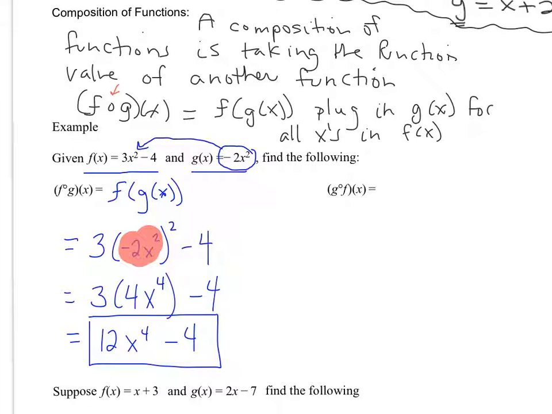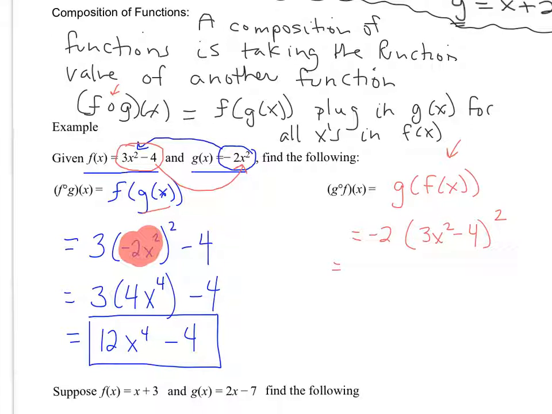So if we look at the next one, it's really the same problem except you notice g and f are reversed. So this really is saying g of f of x. So on this first one, we plugged g in for f. In this case, we'll plug f in for g. So everywhere I see an x in g of x, I'll put the f function in. Whatever is on the inside, that's what gets plugged into the other. So the g function is negative 2 times x squared. So instead of that x, I'll put 3x squared minus 4, which is my function f.